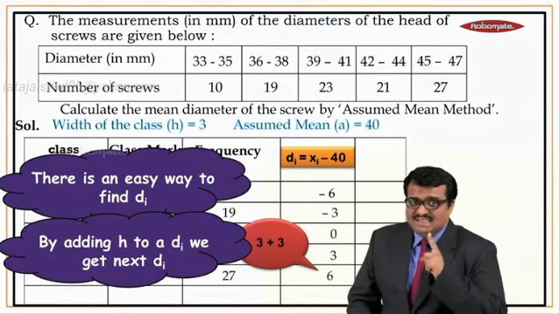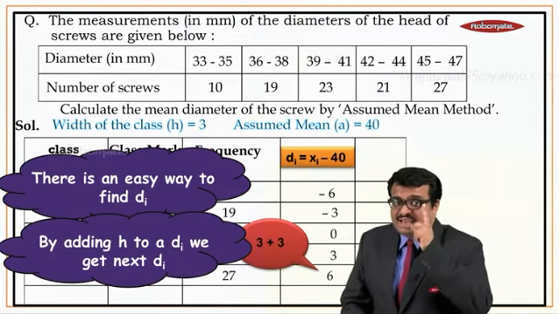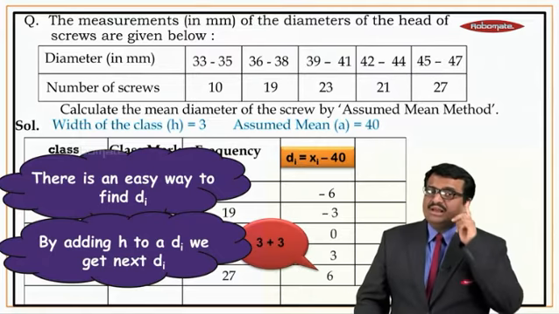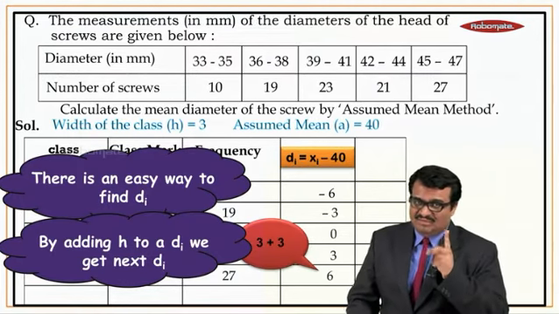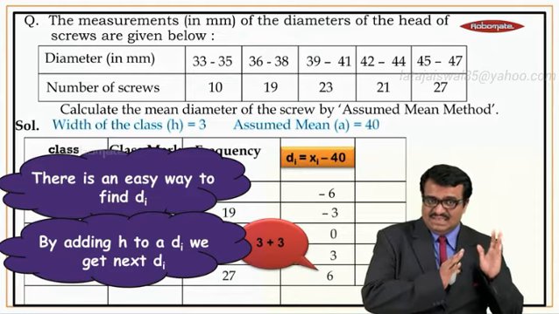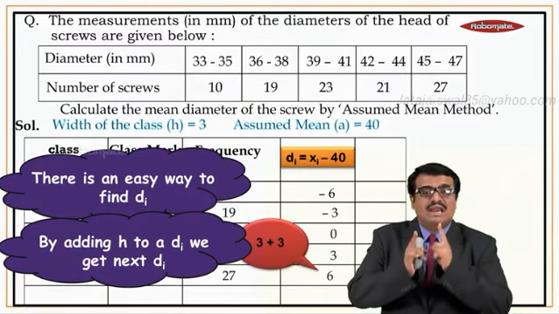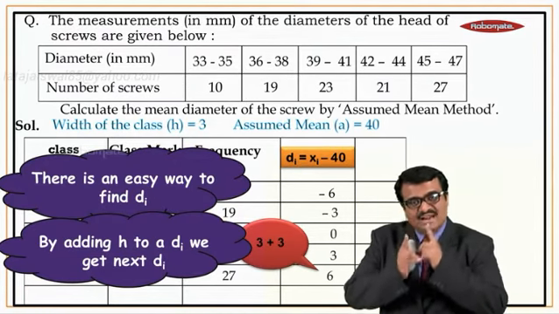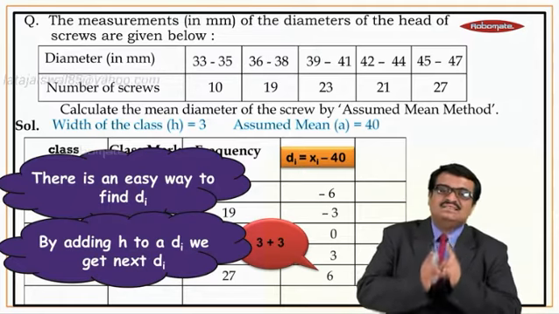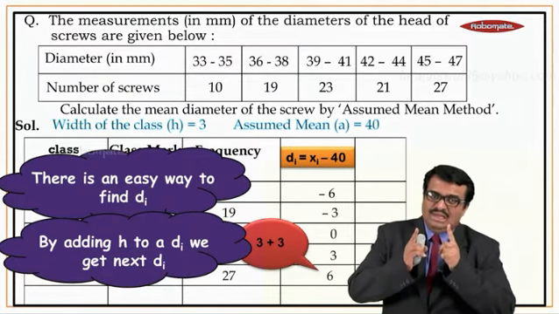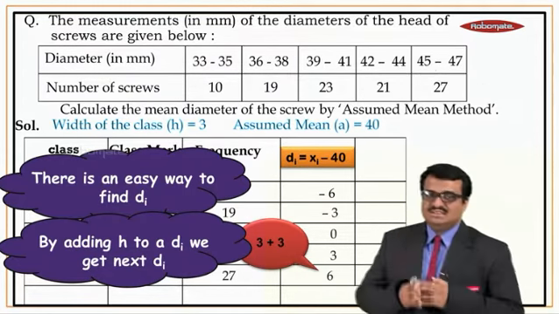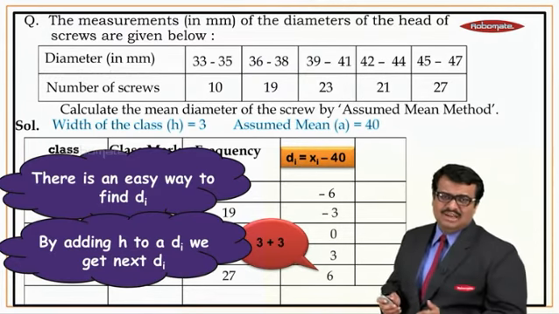When will you apply this easy way? Only when your class width is the same throughout. If your class width is not the same, if the widths are different for different classes, then you will have to calculate di individually using di is equal to xi minus a. You will have to individually calculate. Otherwise, you can use this easy method.